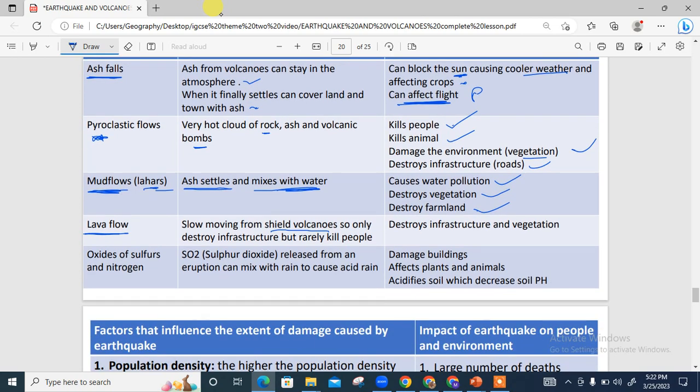Then volcanic eruption releases sulfur and nitrogen oxides, and you know that sulfur oxide, when released into the atmosphere, can mix with the cloud to form acid rain. Acid rain damages buildings, it affects plants and animals, and it also acidifies the soil, making it unsuitable for the growth of certain types of plants.